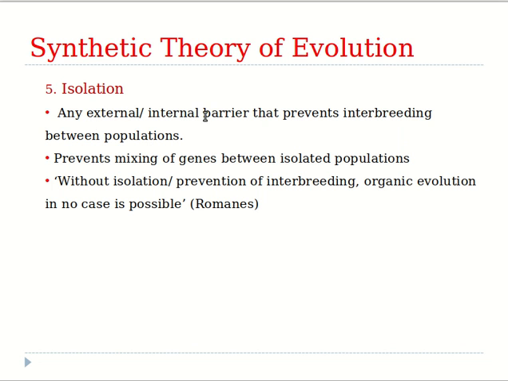Any external or internal barrier that prevents interbreeding between populations can be referred to as isolation. As a result of this, the population of a species is either separated into smaller units or exchange of genes between them is prevented. So, isolation can result in two processes. One where a population of a species gets separated into smaller subpopulations, and what happens as a result?